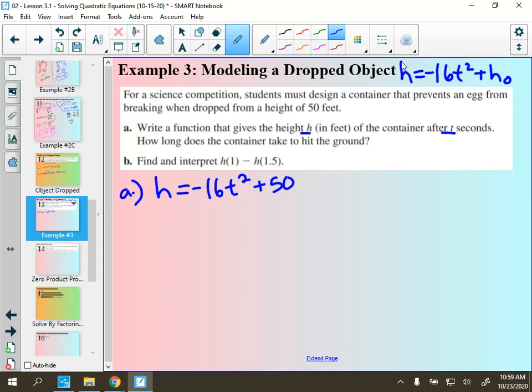So all I had to do was check, do we know what h sub 0 stands for? What does it mean? Plug in your 50. So I've done this first part of it. Write a function that gives the height. That's done, so that was easy. It was just putting the 50 in there for the initial height. There's another part. Now it says to use that model: how long does the container take to hit the ground? So what are we actually solving for? How long? We're talking time here, right? Seconds.